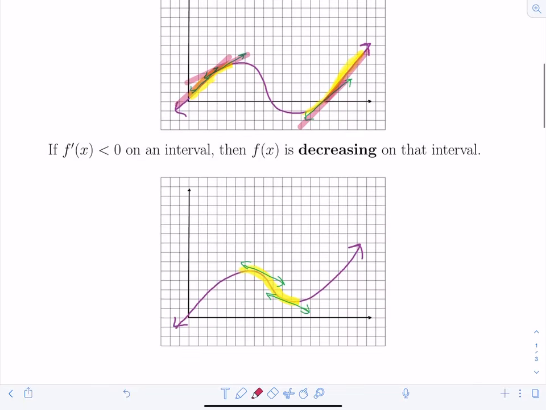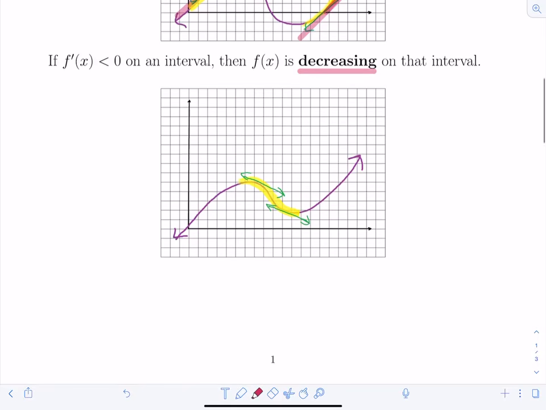Similarly, if f prime of x is less than 0 on an interval, then that means our function f of x is decreasing on that interval. And you can see here illustrated below that these tangent lines drawn to the curve would have negative slopes, meaning f prime of x at these tangent lines would be negative. And on this interval that's highlighted here, the function is decreasing. So this is a fact that we're going to use now in order to identify our local extrema or local mins and maxes for our functions.